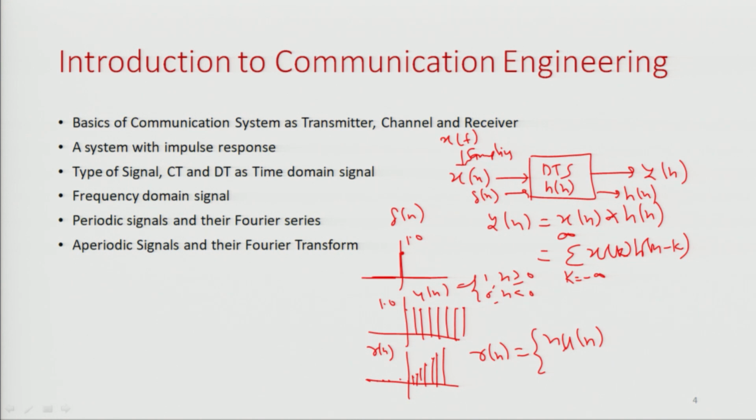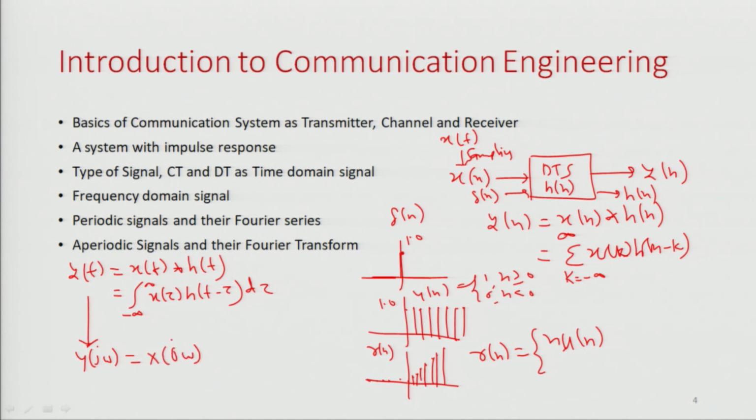But in the frequency domain, firstly in continuous time, y(t) is, as we have discussed, x(t) linear convolution with h(t), which is the integration from minus infinity to plus infinity of x(tau) h(t minus tau) d tau. In the frequency domain, its version is Y(j omega) equals X(j omega) into H(j omega). X(j omega) is the frequency domain signal of x(t), and H(j omega) is the frequency domain signal of h(t). Then in the frequency domain these signals are multiplied. Similarly, in discrete time, the frequency domain signal of y[n], Y(e to the power j omega), equals X(e to the power j omega) into H(e to the power j omega).